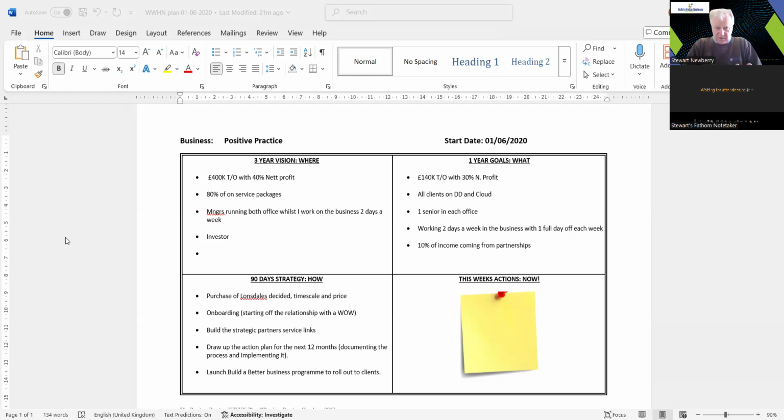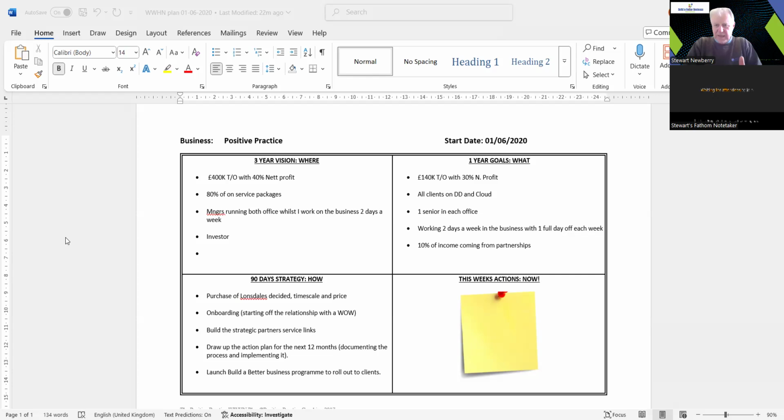So it's specific. There's a specific target. It's measurable. Clearly, you can measure how much turnover you've got. It's achievable. We're not saying it's going to be £1 million in the next 12 months if we're only making £60,000 this year, or £80,000 or £100,000. Clearly, we're striving for a goal that is achievable.